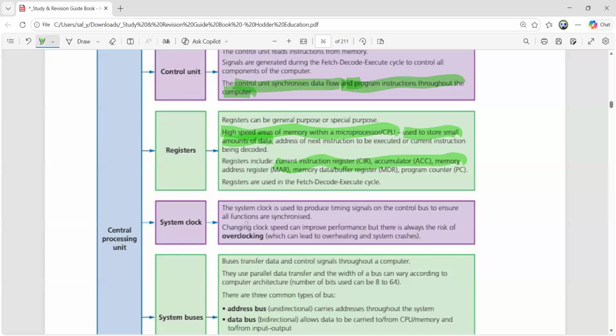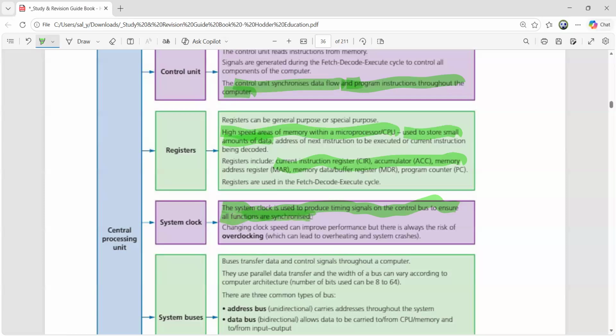The CU and system clock work together to perform this activity. So there is a smooth functioning of all the processes, and all the processes are getting equal time share. No one is superior, no one is inferior. They all are handled equally. And one more thing we need to know: the system clock is used to produce timing signals on the control bus to ensure all functions are synchronized. This is going to be a very efficient, very decent definition to give you 1 or 2 marks if they are coming in the paper. So this is again important. You can note down this definition for yourself, and that is going to help you a lot.